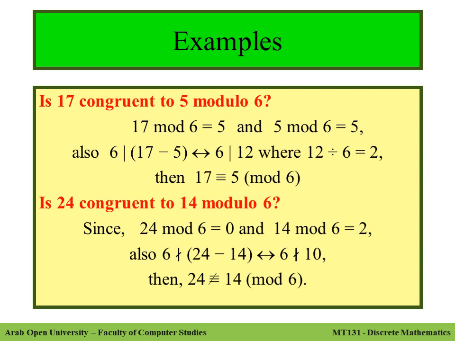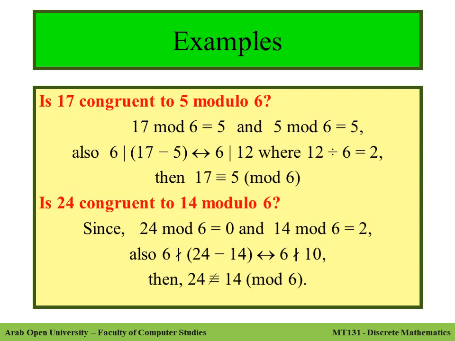You will see the second condition is also satisfied, that 6 is the positive number that determines the congruence. 6 must divide the difference. 6 divides 17 minus 5. That means 6 must divide 12, and 6 does divide 12, because 12 divided by 6 is equal to 2, a whole number. Then either condition is satisfied, and only one of them is needed. Then the conclusion is that 17 is congruent to 5 mod 6.